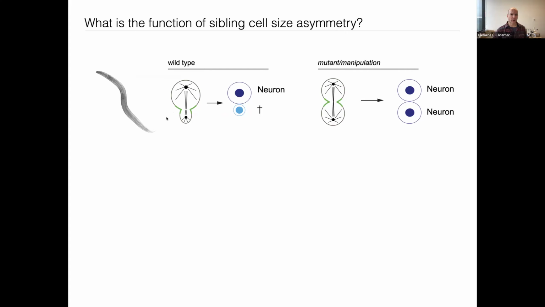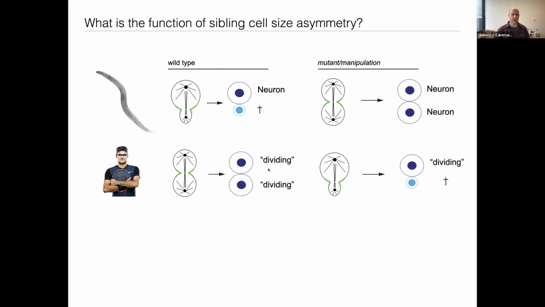So in worms, for example, a similar cell type has been shown to divide asymmetrically by size, whereby the largest cell will always form a neuron versus the small cell undergoing apoptosis. And if, through certain manipulation, the cell type is forced to divide symmetrically, two neurons will form. In human cell culture, mostly cells divide symmetrically by size, but if these cells are forced to divide asymmetrically by size, then the smaller cell undergoes apoptosis versus the larger cell keeps dividing.